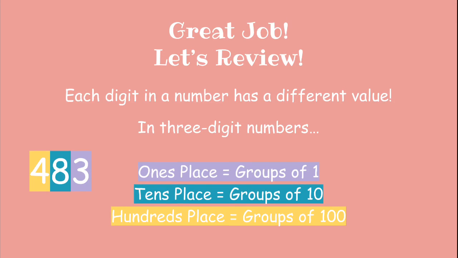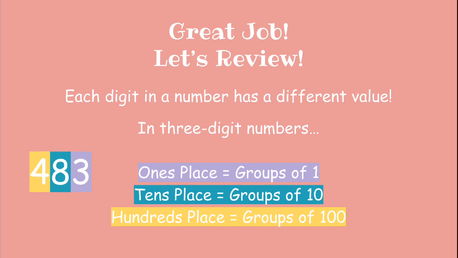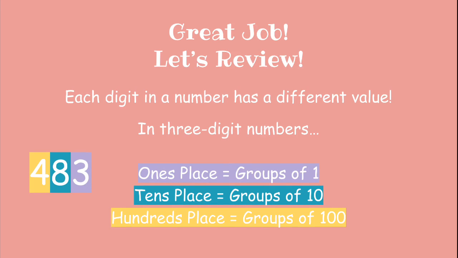Great job! Let's review. Each number has a different value. In 3-digit numbers, the ones place equals groups of 1, tens place groups of 10, and hundreds place groups of 100. We also talked about the thousands place, which is groups of 1,000. It's also important to remember that you can't have the next digit without the first.